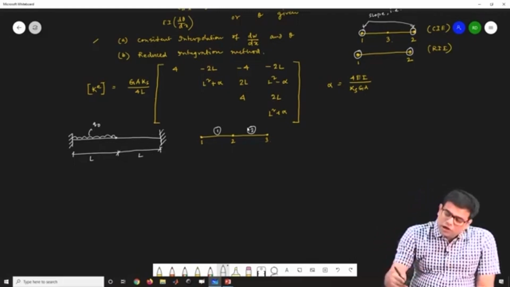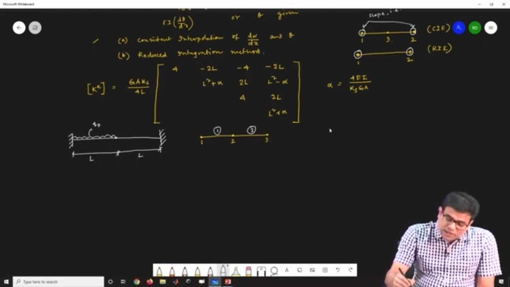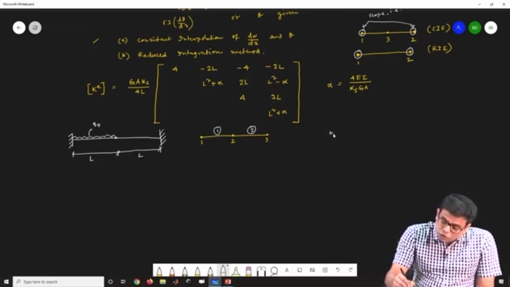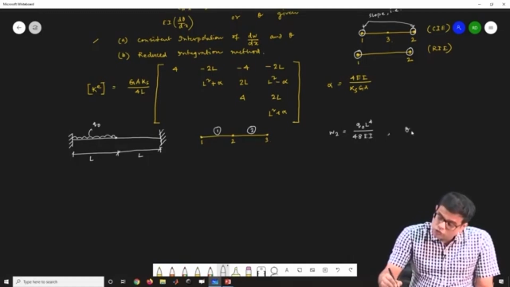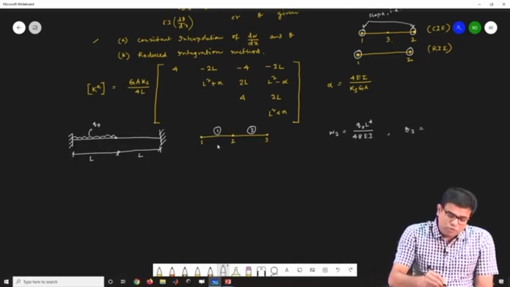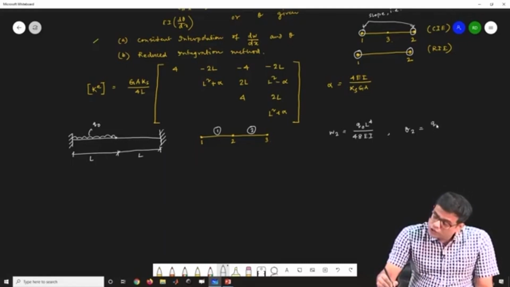So from the Euler-Bernoulli beam element, if you solve this problem, the results that will come are W2 is essentially Q0 L to the power 4 divided by 48 EI, and theta 2, that is the slope at this point, the midpoint of the beam, is actually Q0 L cube by 96 EI.